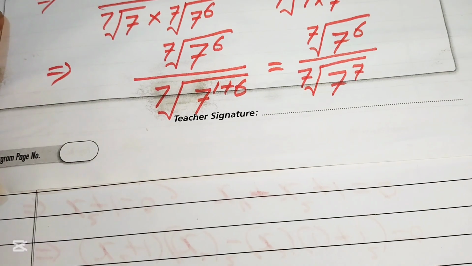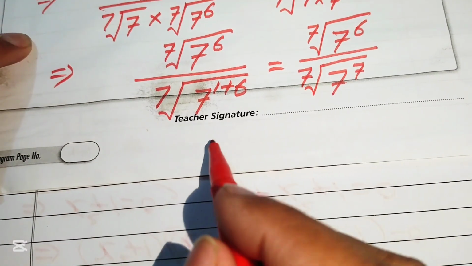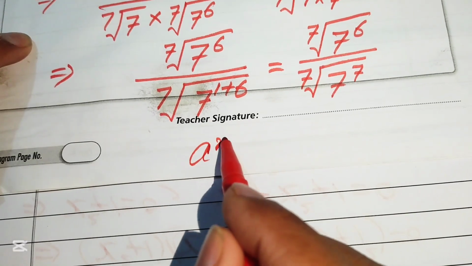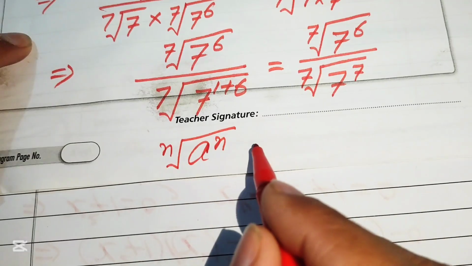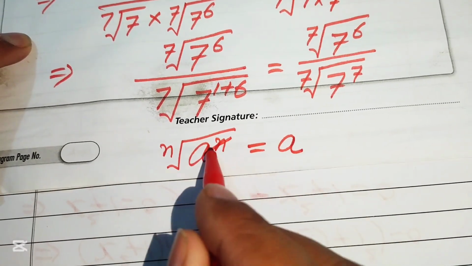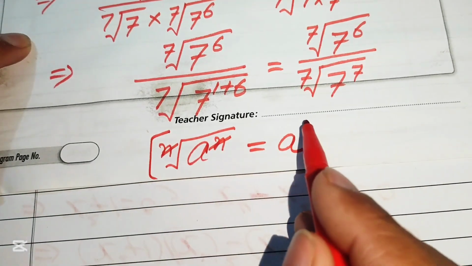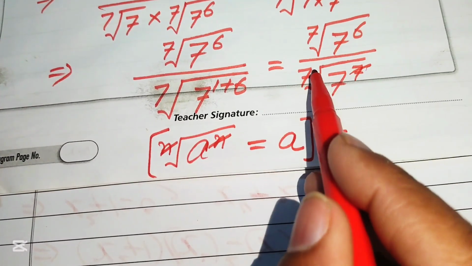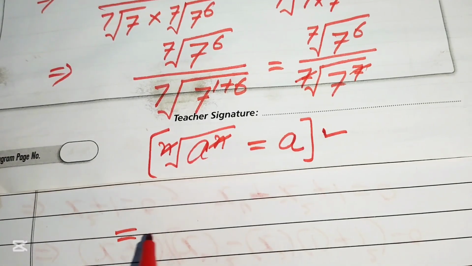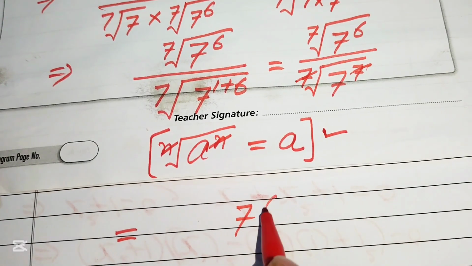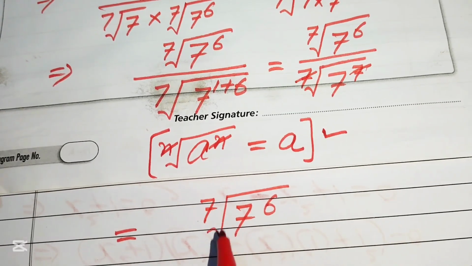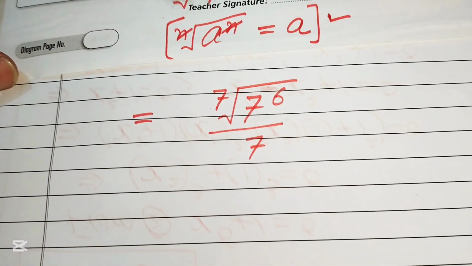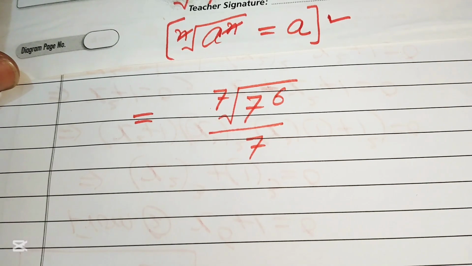And now after this step, we can apply another radical law. You know that if we have a to the power of n and its nth root, it is equal to a, because the n and the nth root cancel each other. So here we can use this radical law in the denominator term. The 7 and the 7 cancel each other, and we obtain the seventh root of 7 to the power of 6 divided by 7. Okay, so here we need some more simplification.